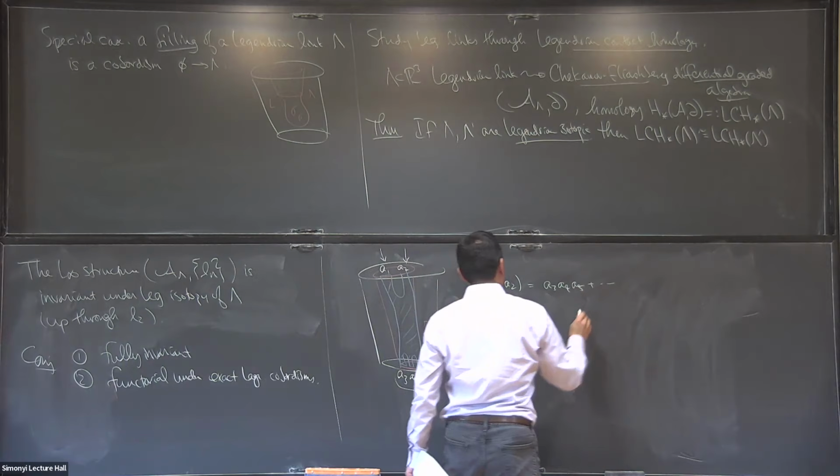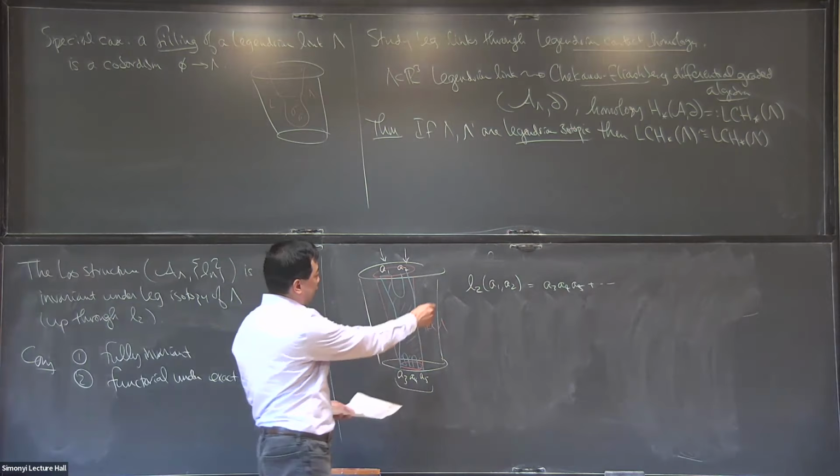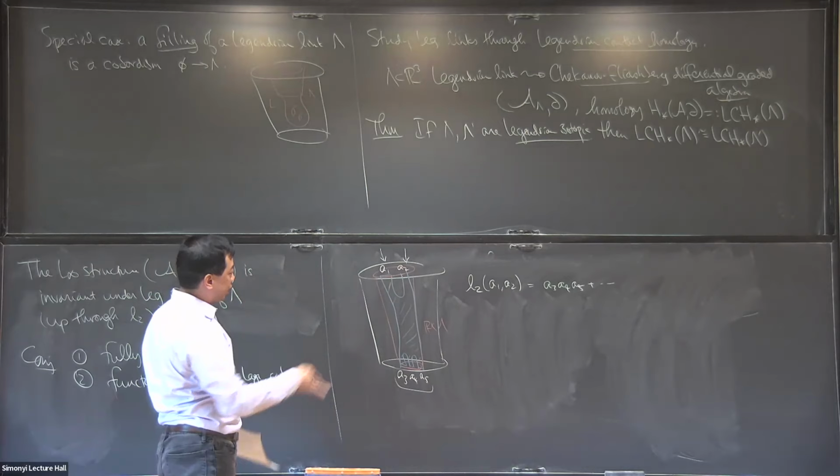Maybe there's some coefficient in front of this, but this is the general idea. So this is sort of the most obvious thing you could think of. And then you extend all of these. So L3 would then count disks with three positive ends, et cetera. And then you extend to the entire algebra by the Leibniz rule.